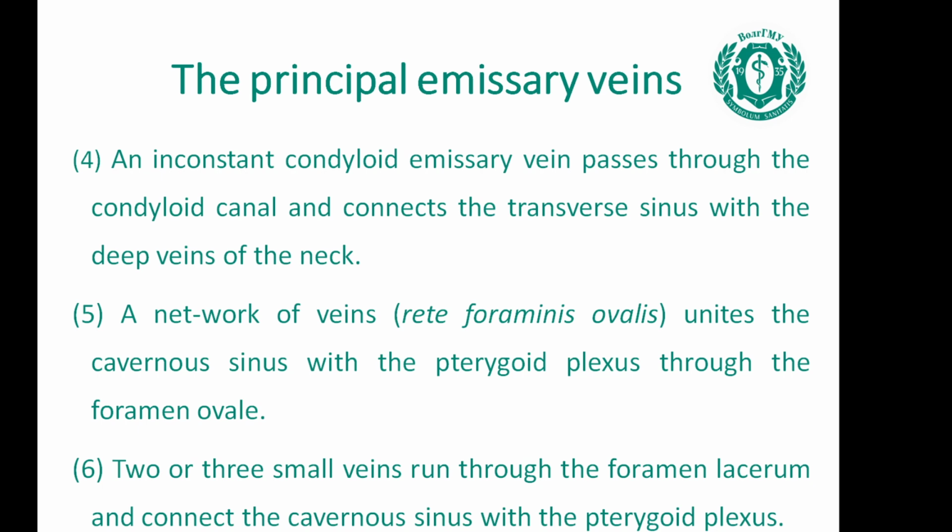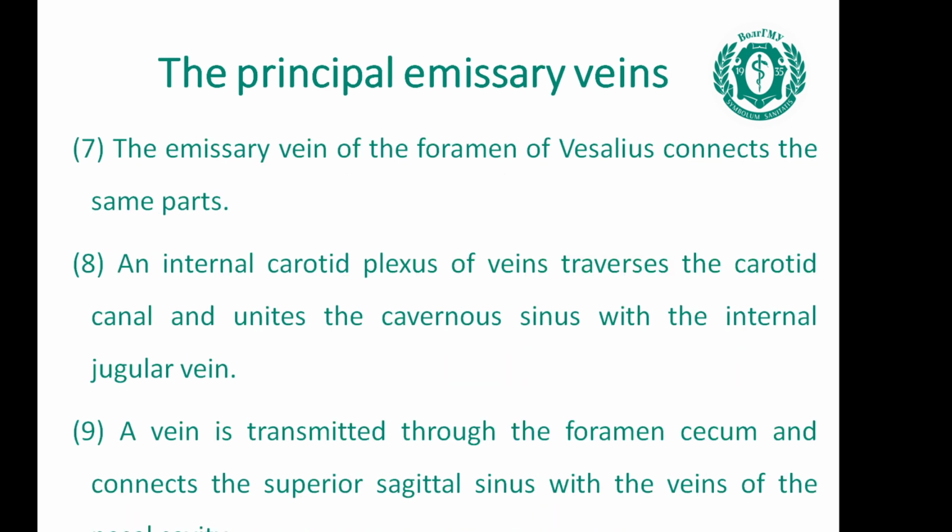through the foramen ovale. Sixth, two of these small veins run through the foramen lacerum and connect the cavernous sinus with the pterygoid plexus. Seventh, the emissary vein of the foramen of Vesalius connects the same parts. Eighth, an internal carotid plexus of veins traverses the carotid canal and unites the cavernous sinus with the internal jugular vein. Ninth, a vein is transmitted through the foramen cecum and connects the superior sagittal sinus with the veins of the nasal cavity.